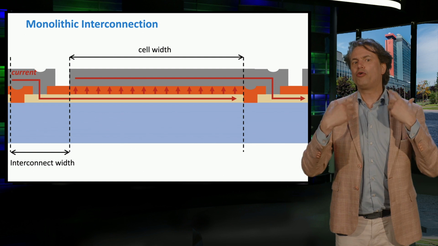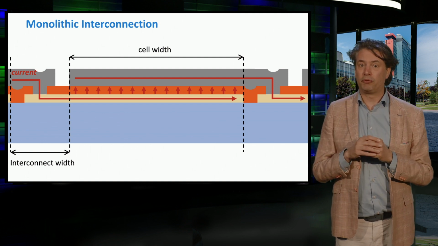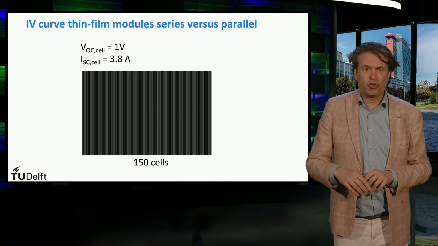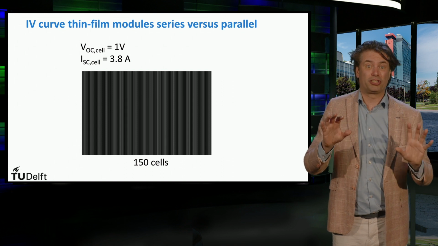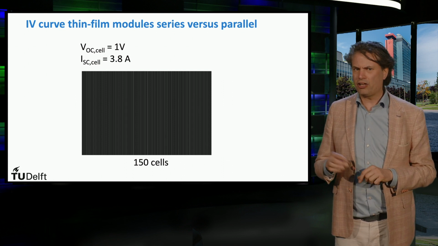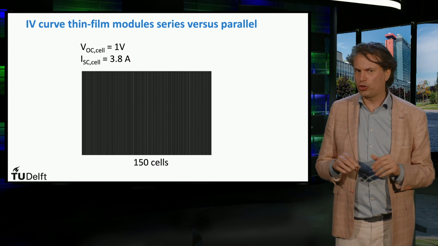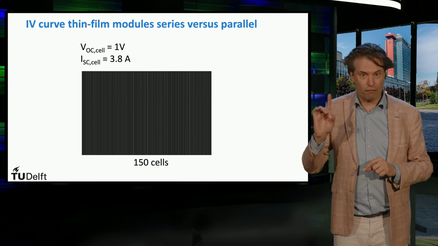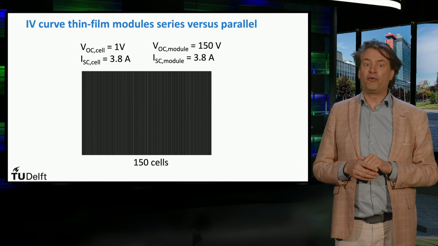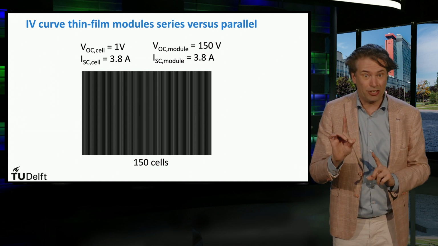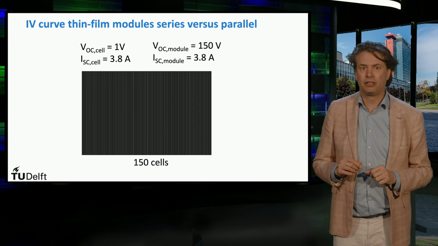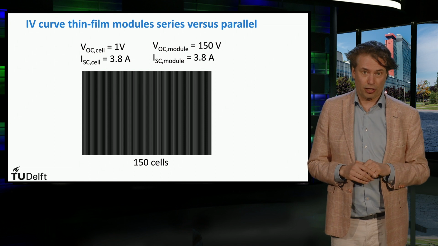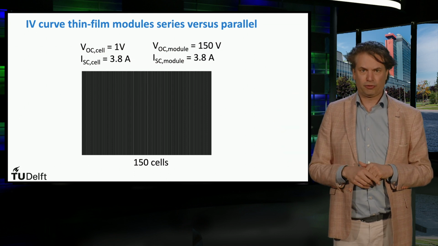Now we look at how the voltage and current of a solar module is determined by an ensemble of thin film solar cells. Here we see a solar panel that contains 150 thin film solar cells connected in series. If a single junction solar cell would have a short circuit current of 3.8 amperes and an open circuit voltage of 1 volt, it means that the current output of the module is equal to that of a single solar cell, which is 3.8 amperes. The open circuit voltage would be 150 times that of a single junction cell, which is equal to 150 volts.